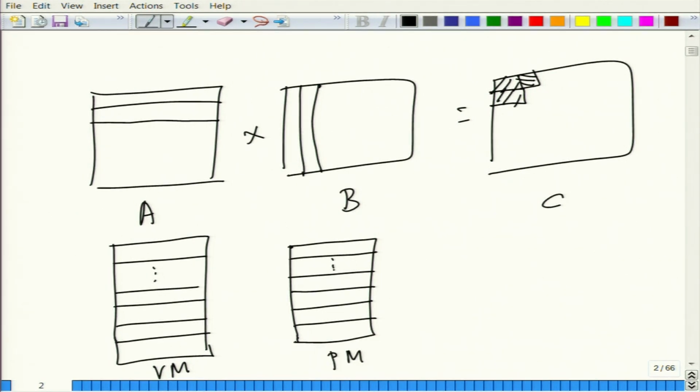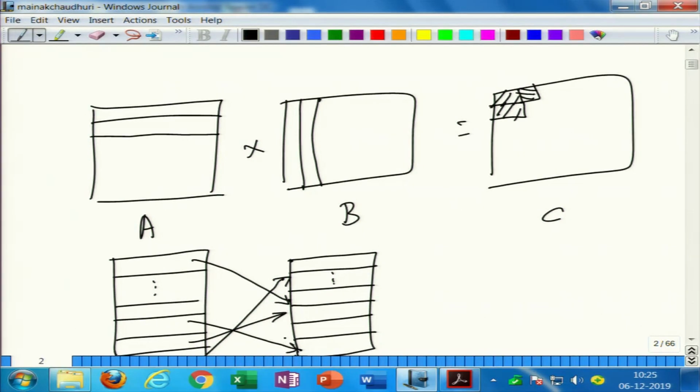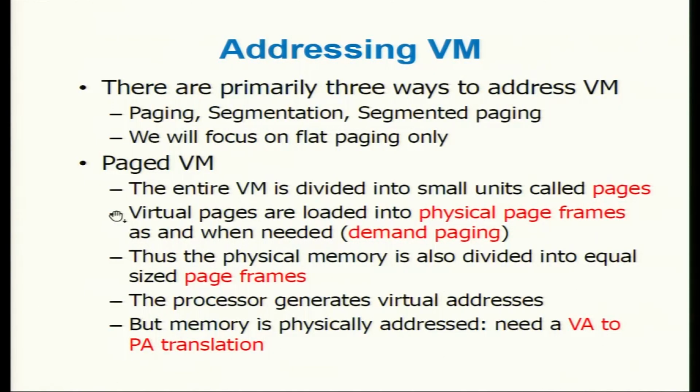Now virtual pages will be mapped to physical page frames at runtime. For example, this could be placed here. This could be placed here. This could be placed here. And so on. So essentially what it means is that this virtual address to physical address translation essentially needs to establish this mapping between the virtual page number and the physical page frame.